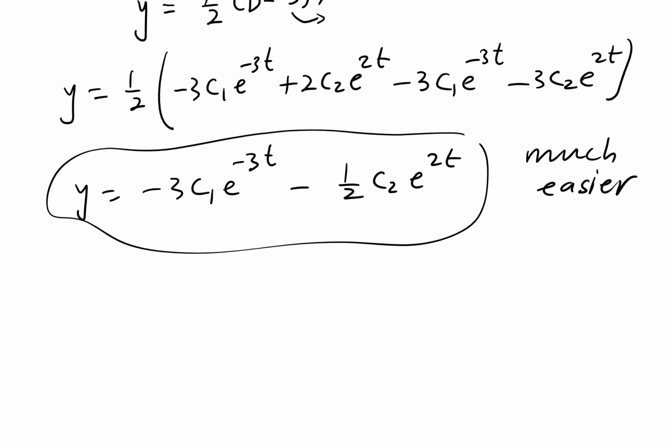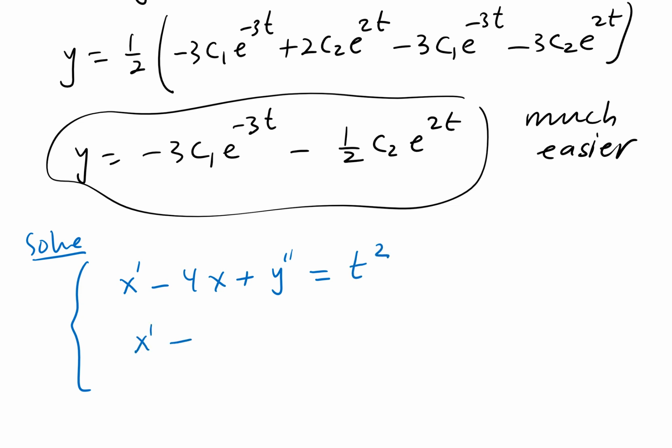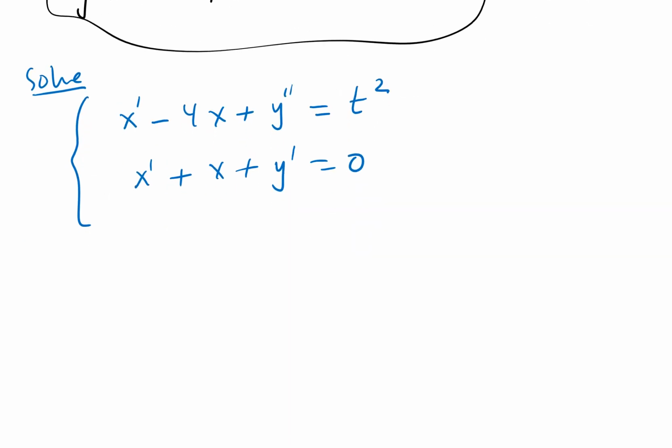Now we're going to look at another example. But in this example, let's see what we have. Solve x' - 4x + y'' = t², and x' + x + y' = 0. There will be more work to do here.